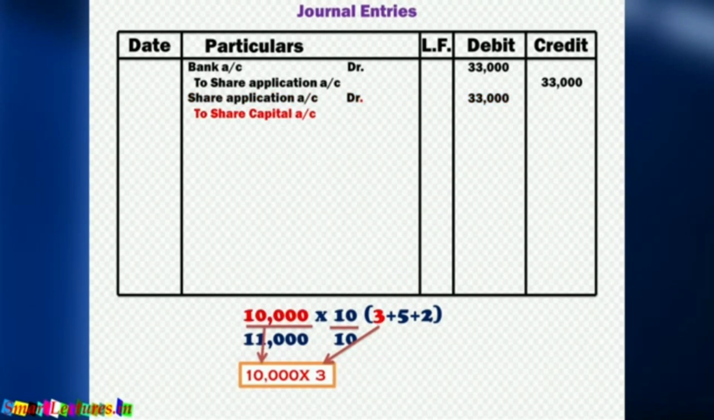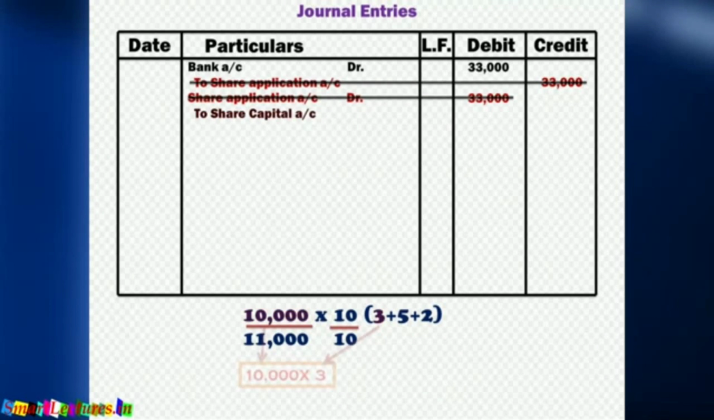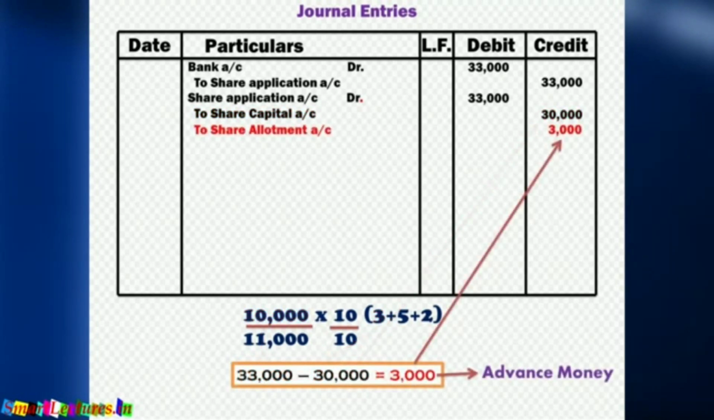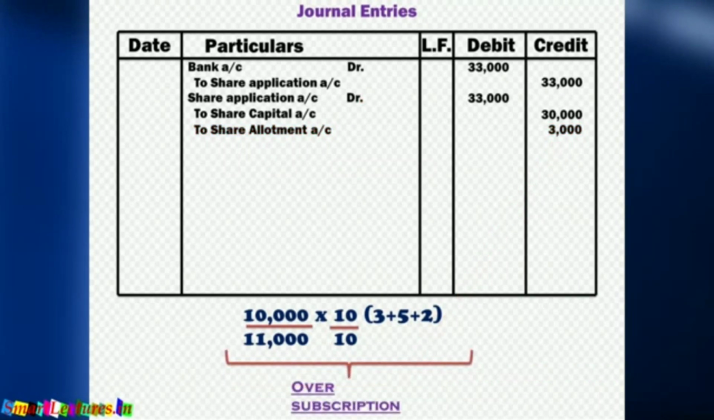Now to share capital, because we cannot credit the capital for more than 3 and for 10,000 shares, means 10,000 into 3, 30,000 rupees. To share allotment account, this is advance money, rupees 3,000. So in case of oversubscription, if the money is returned, then we have to write down to bank. If the pro rata is applied, then we have to write down to share allotment account, like I'm doing in this journal entry.